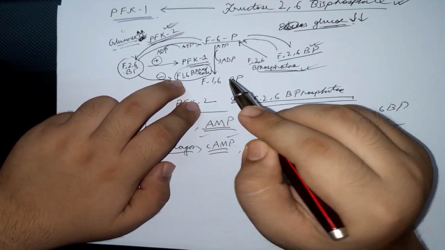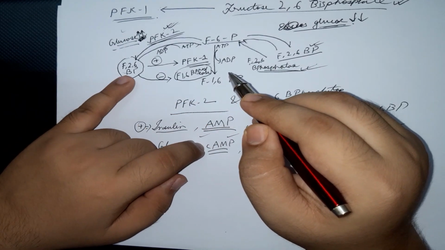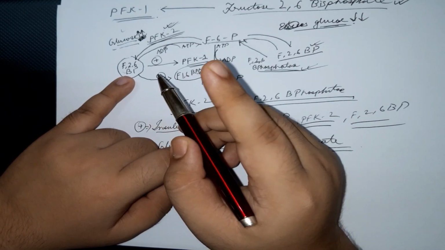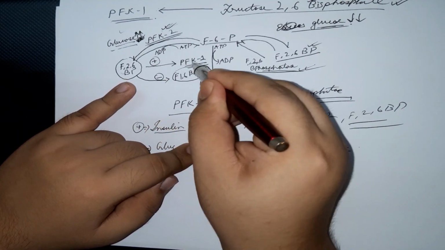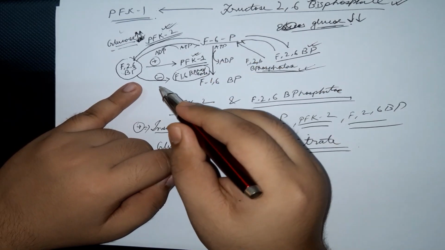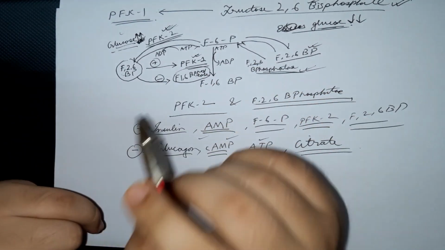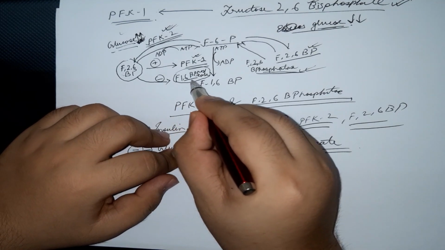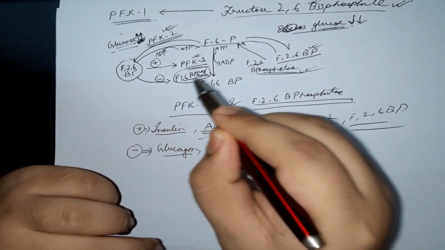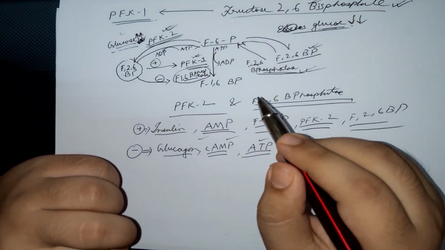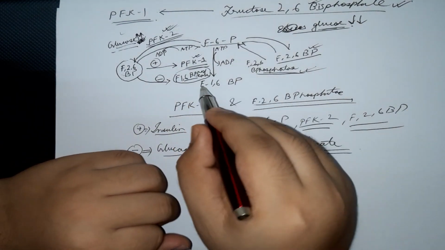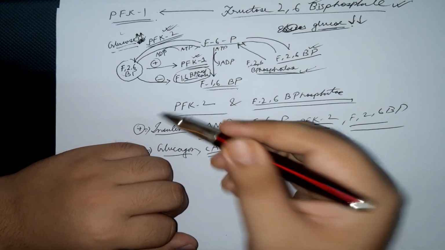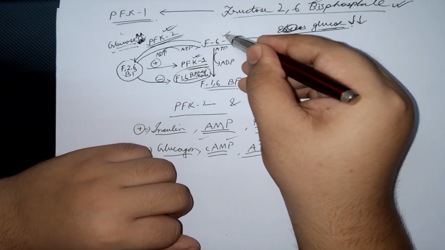Fructose 2,6 bisphosphate, as I have already mentioned, is an important activator of PFK1, no doubt about that. Not only does it positively induce PFK1 directly, it has another important function. There is an enzyme called fructose 1,6 bisphosphatase, and what this enzyme does is dephosphorylate fructose 1,6 bisphosphate and form fructose 6 phosphate.